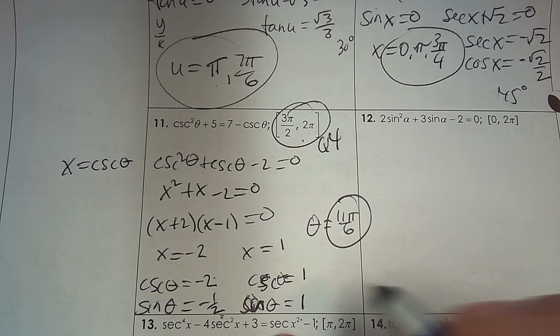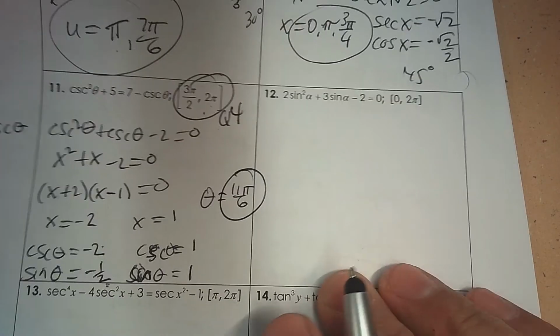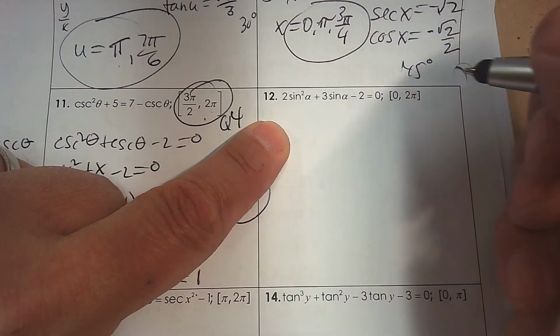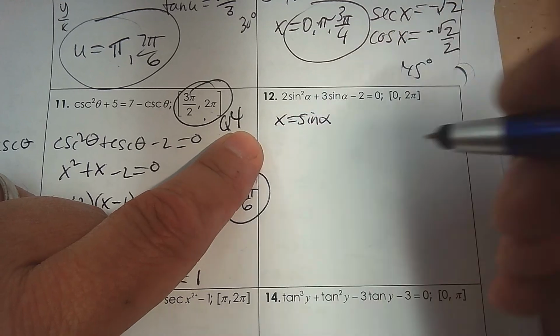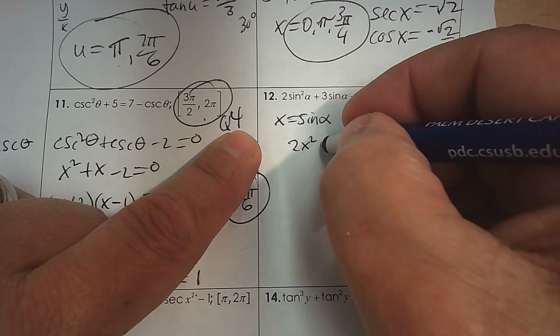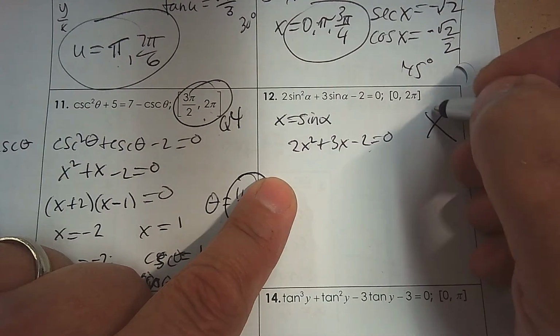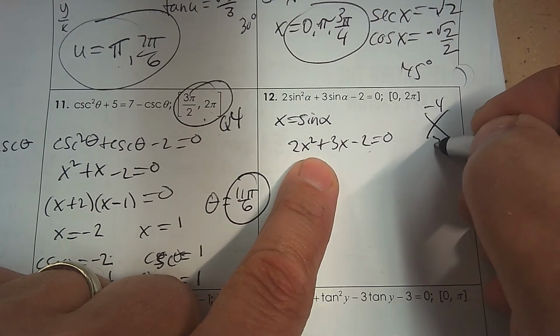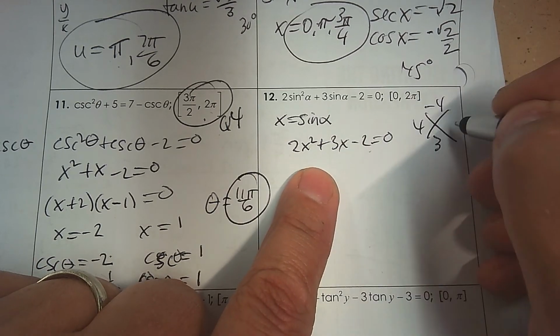It would be at the top of the circle, which is at pi over 2. Number 12. So for this one again, I'm going to let x equal sine alpha. So I can just write down 2x squared plus 3x minus 2 equals 0. 2 times negative 2 is negative 4, and 3. The two numbers that multiply to negative 4 and add to 3 are positive 4 and negative 1.